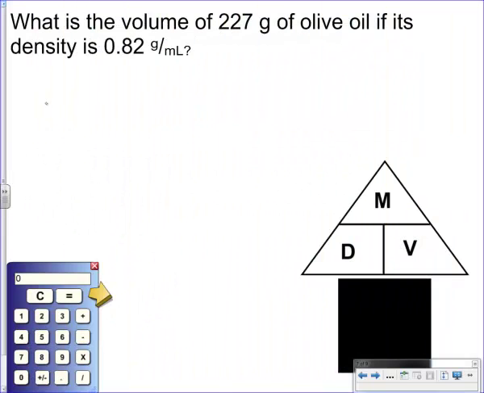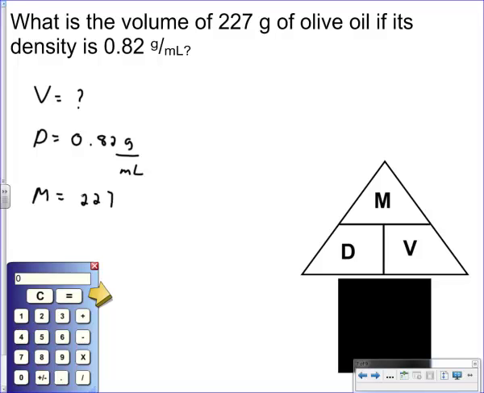For our last example, we're going to now need to calculate the volume. So the volume is the unit of measure that I need to calculate. That must mean that I'm given the density, which is 0.82 grams per milliliter, and the mass, which from the reading, what is the volume of 227 grams of olive oil if its density is 0.82 grams per milliliter, is 227 grams.